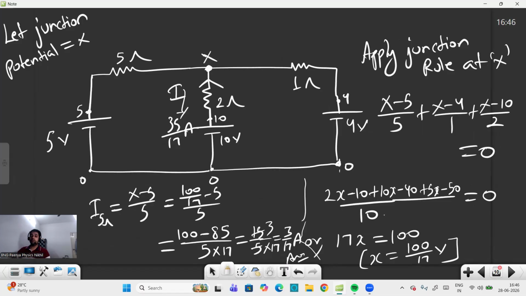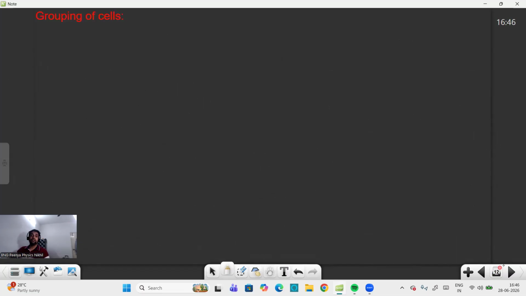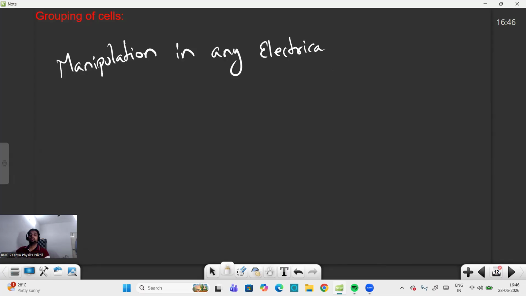Okay, so I hope you understood this junction rule. Now we will go for the next concept. So the next concept is grouping of cells. Before understanding the grouping of cells, I will discuss manipulation in any electrical branch of a circuit. What is the meaning of this manipulation?